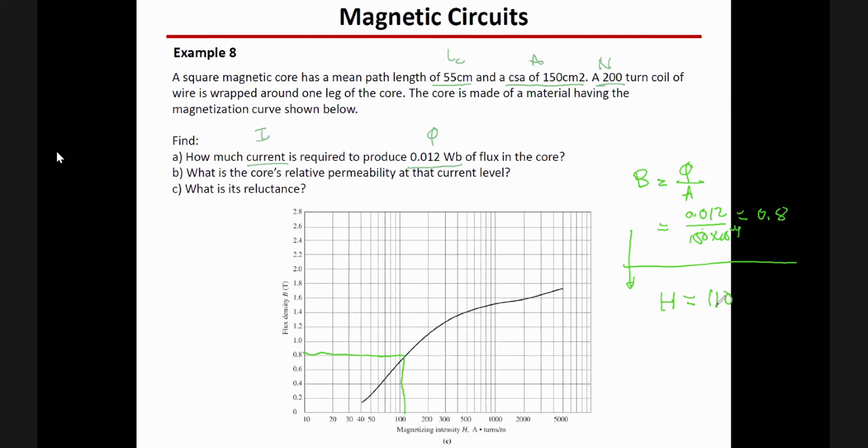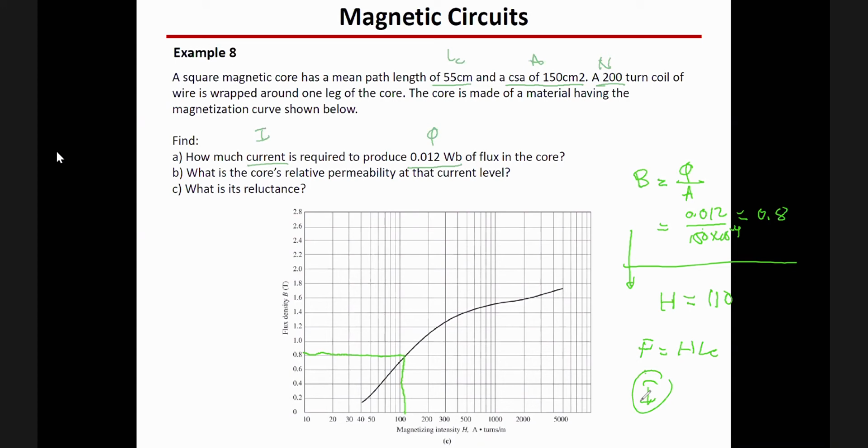Once we have H, we have the length, we can find F. F is equal to H times Lc. And from F, we can find I. You get the idea here?